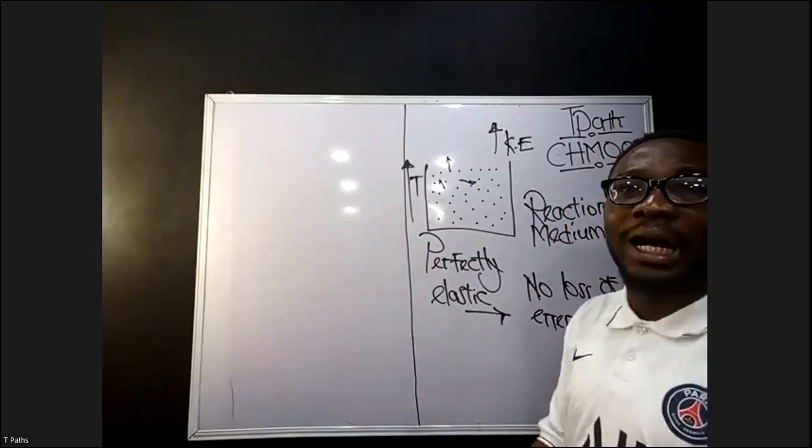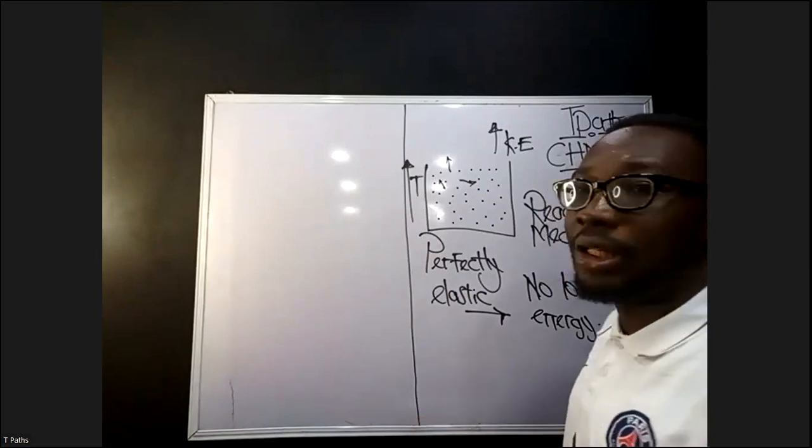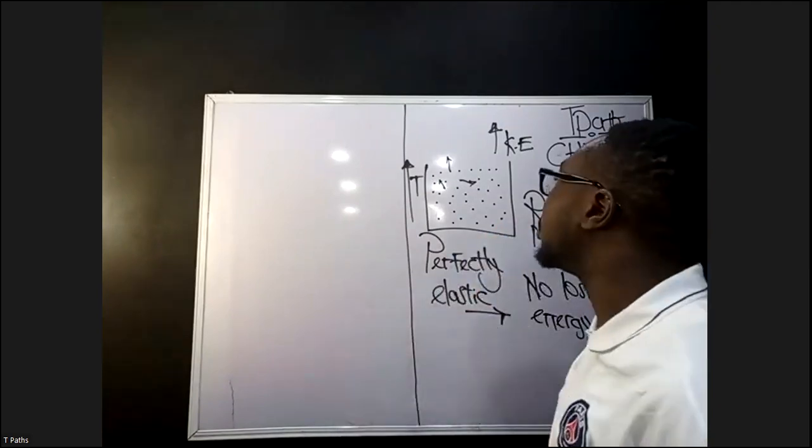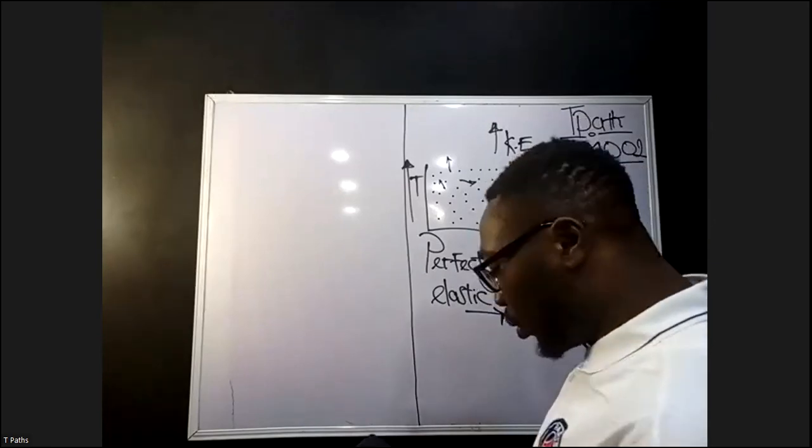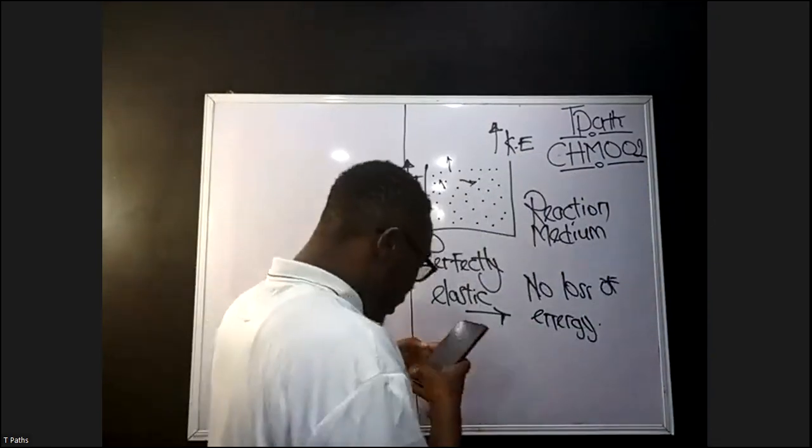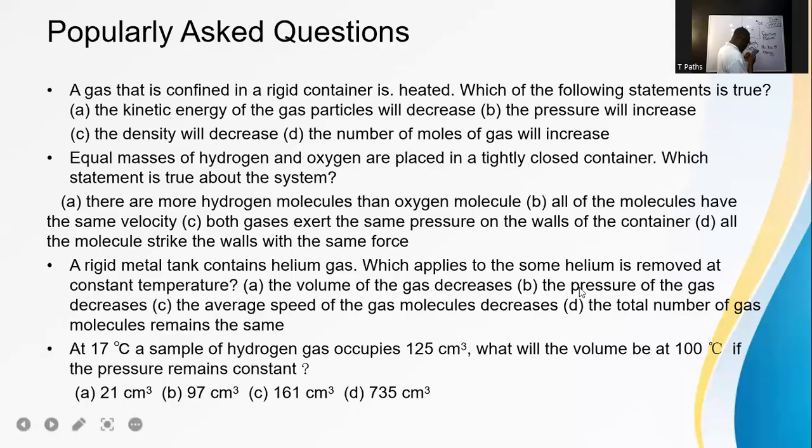So let's really look at some probably asked questions, and let's see how we can easily answer them, because we need to pay attention to how a question can be answered. Let's look at one of them. From the first question here, we're told that a gas that is confined in a rigid container, let's say this is a rigid container, is heated. Once you are heating a container, it means you are increasing what? Temperature. So when you are reading the question, please try to break the question down to how you understand it. So, is heated. Which of the following statements is true?